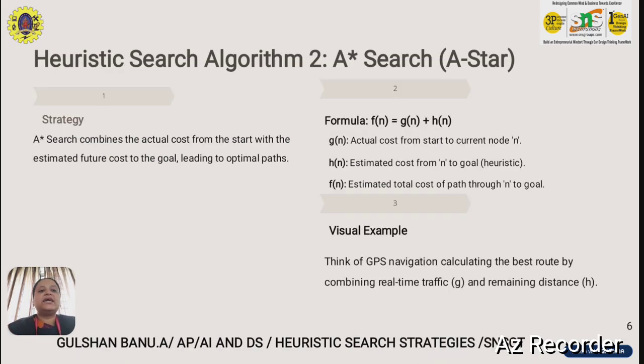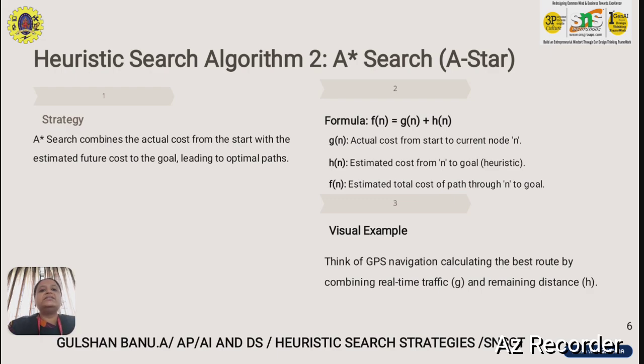The next one is A star search. A star search is a combination of both the actual cost and the estimated cost. It is denoted with f of n, the function value. G of n is the actual cost and h of n is the estimated cost, which I explained in the previous slide. For example, if you are traveling from one place to another, you might have an estimated cost planned, and the actual cost will be different, right? So the sum of both will be the f of n value.